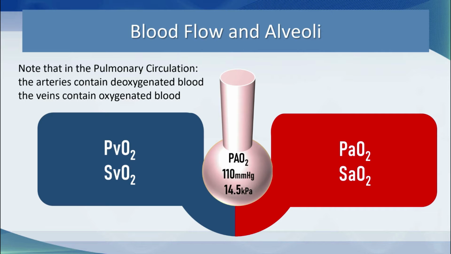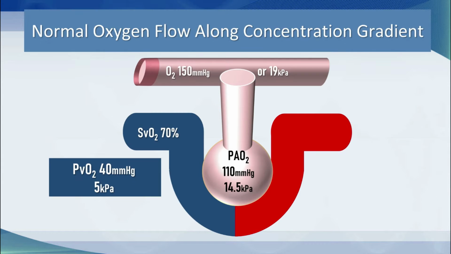So in subsequent tutorials and subsequent parts of this tutorial, that's what I'm going to talk about: mixed venous blood and systemic arterial blood. Now let's start with something that's really important.